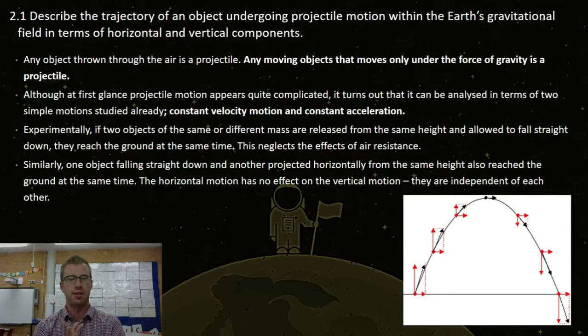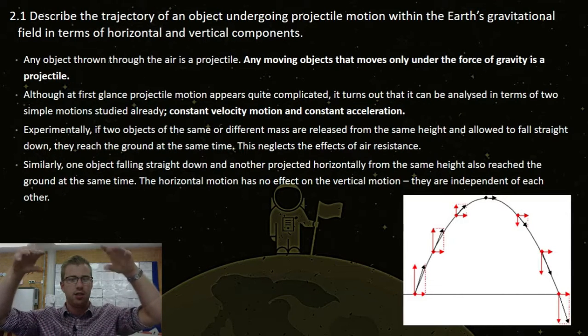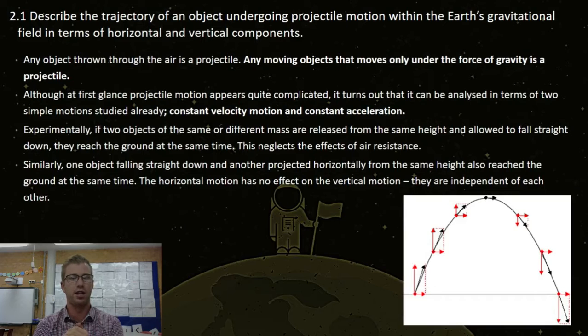So experimentally, if two objects of the same or different masses are released from the same height and allowed to fall straight down, they'll reach the ground at the same time. And you may have watched the Brian Cox video on this in the documentary The Human Universe. However, this neglects the effects of air resistance. Okay, so this will be in a vacuum chamber with all the air pumped out.